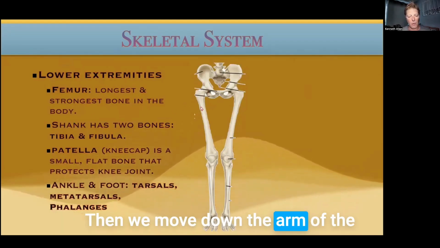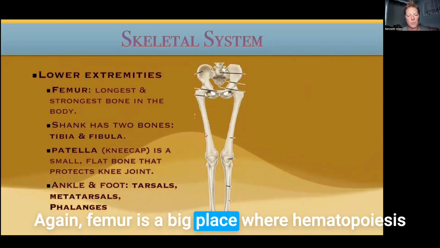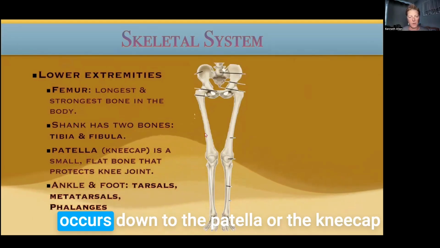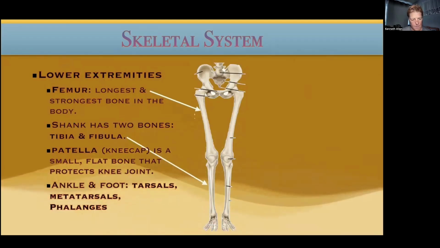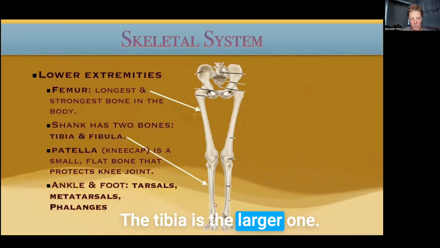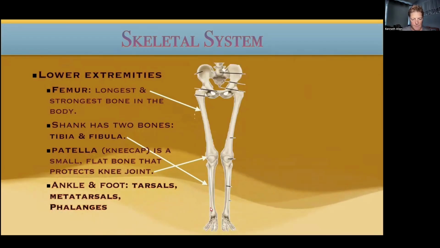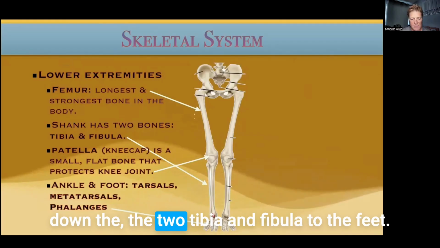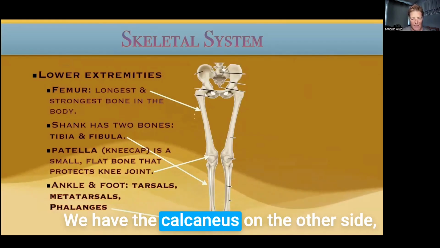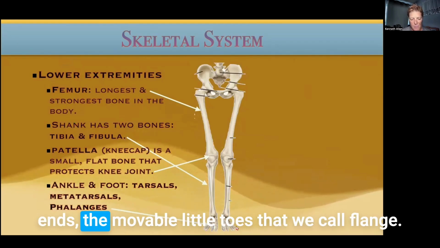Then we move down the arm of the femur, down the shaft of the femur. Again, the femur is a big place where hematopoiesis occurs. Down to the patella or the kneecap, to the tibia and the fibula. The tibia is the larger one. The fibula is the smaller posterior portion. The patella covers that knee joint, and then follow down the tibia and fibula to the feet. We have the calcaneus on the other side, followed by the tarsals, the metatarsals, and the ends, the movable little toes that we call phalanges.